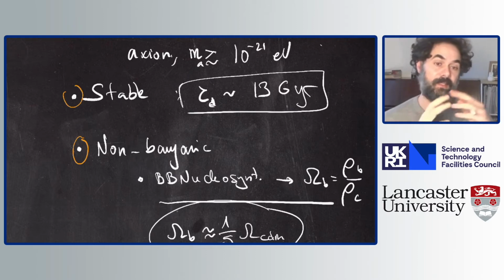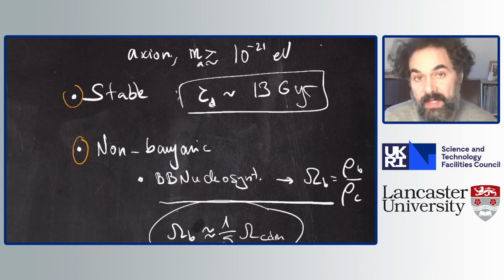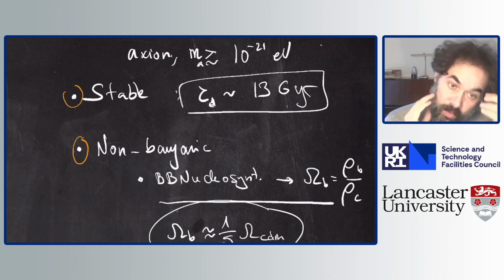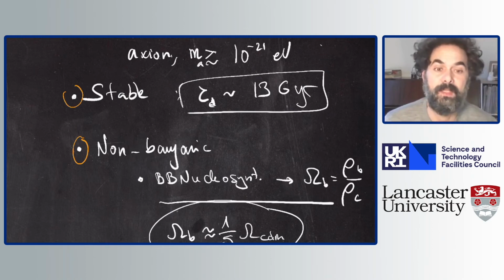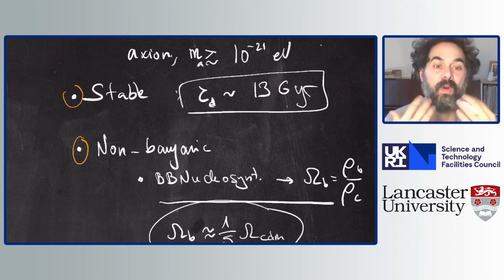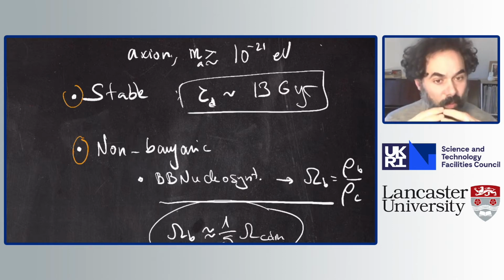And this is going through some nuclear reactions that are very sensitive to the amount of protons, the amount of electrons, the amount of nucleons around. So you cannot generate them in the right amount if you assume that there are more baryons than the ones we observe.